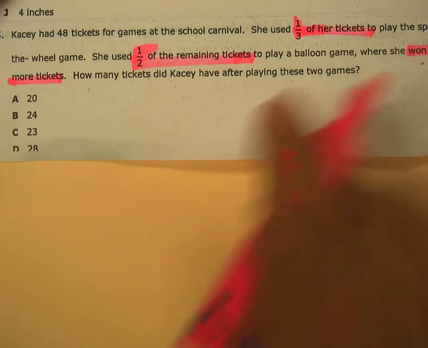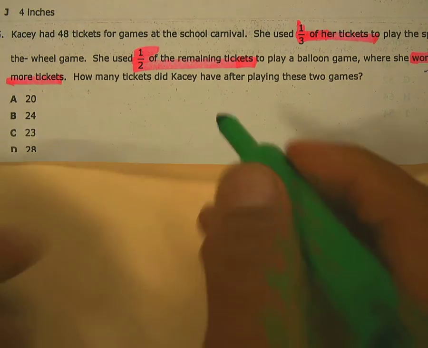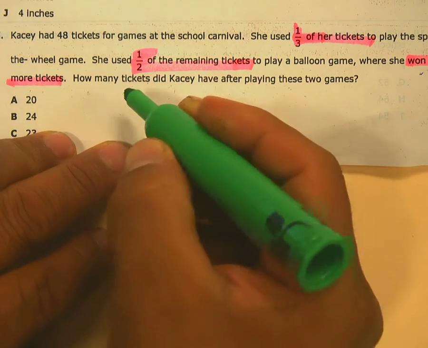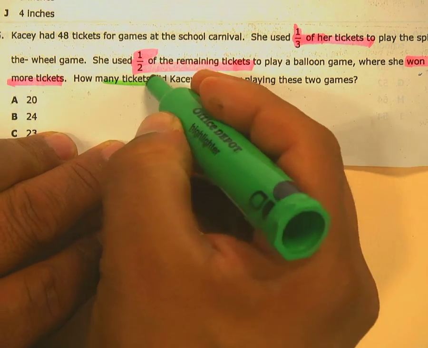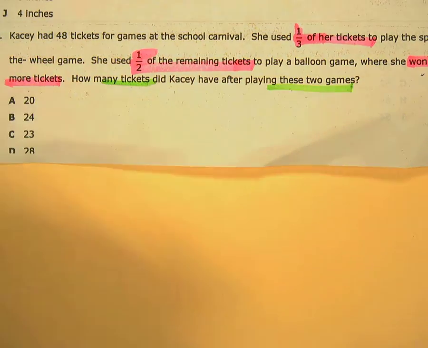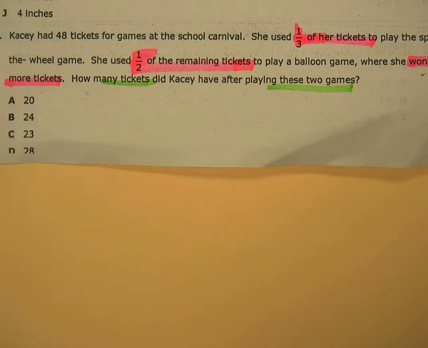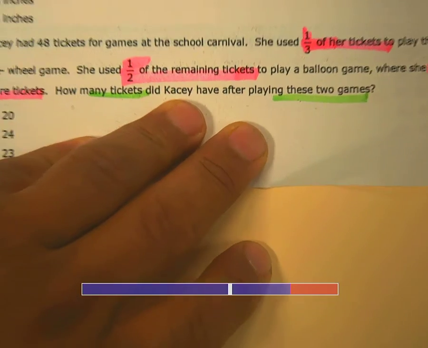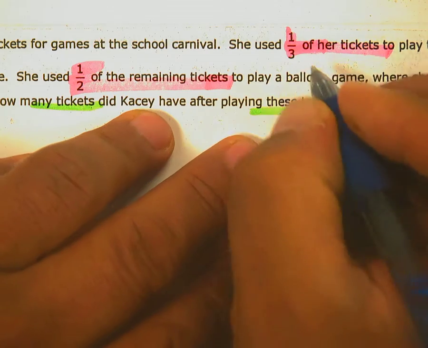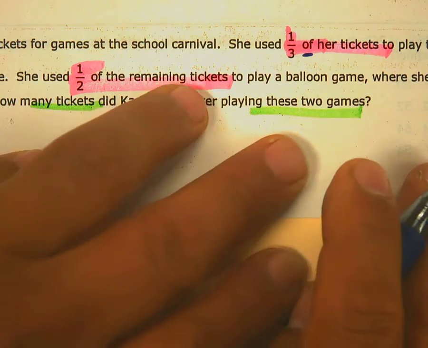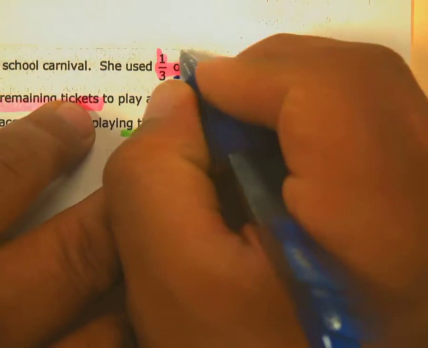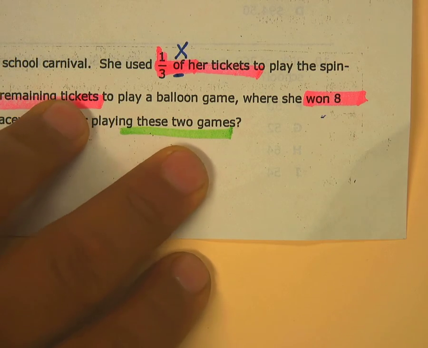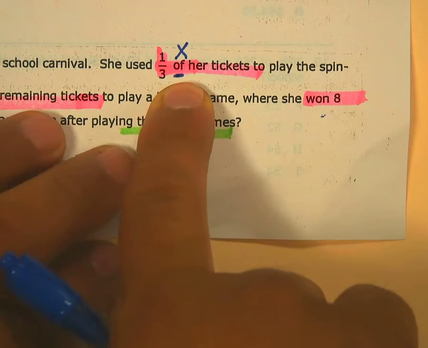So the question is, how many tickets did Casey have after playing these 2 games? Okay, so we need to figure out first. In math, the word "of" means multiply. So I'm going to put 1/3 times, because that's what the word of means. Of means multiply. So 1/3 times her tickets.